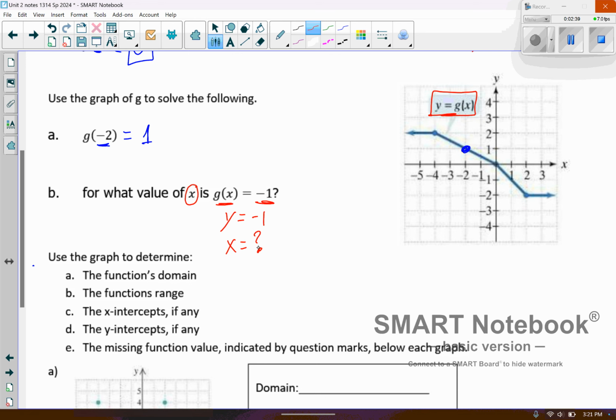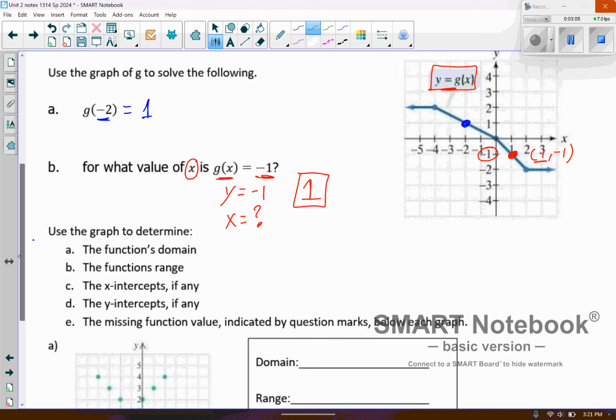They want us to find the x value. So now we're going to kind of go in reverse. We're going to look, okay, here's where y is -1 at this point. And so when x is 1, y is -1. So the answer to this one is +1. Because this time, like I said, they gave us the y value, and you had to find its partner. And so in this case, the x value was +1.